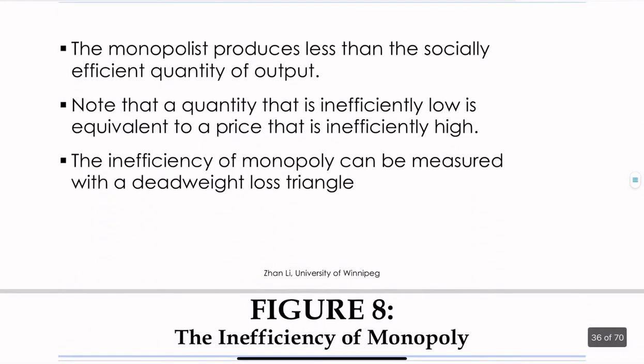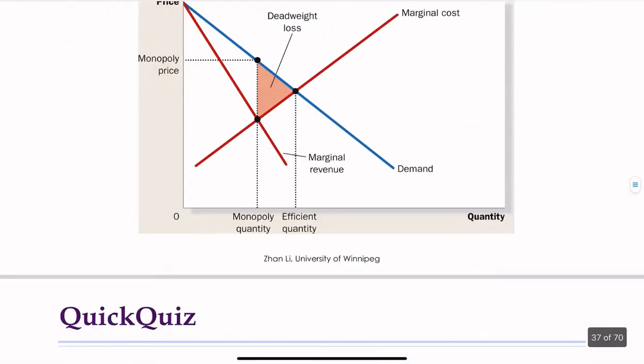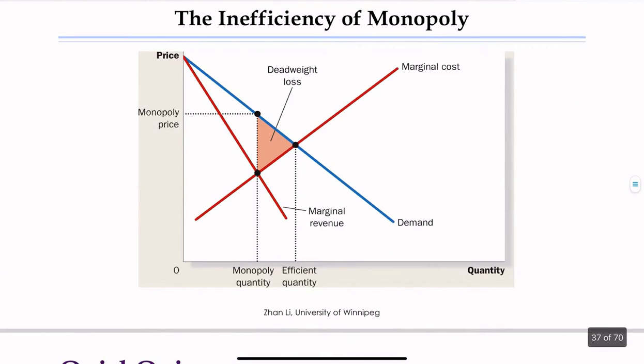Now, let's think about the deadweight loss under monopoly. Because we understand the market is efficient only if price equals marginal cost. And we know that for a monopolist, price is actually larger than marginal cost. So we understand there should be some kind of inefficiency, right? Now the question is, how could we measure this inefficiency?